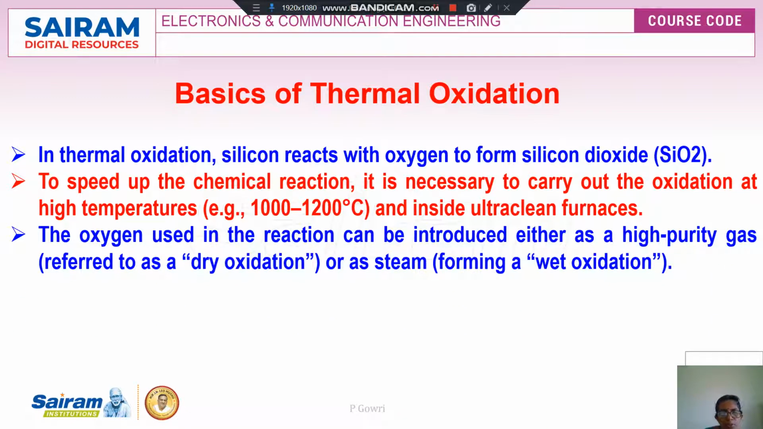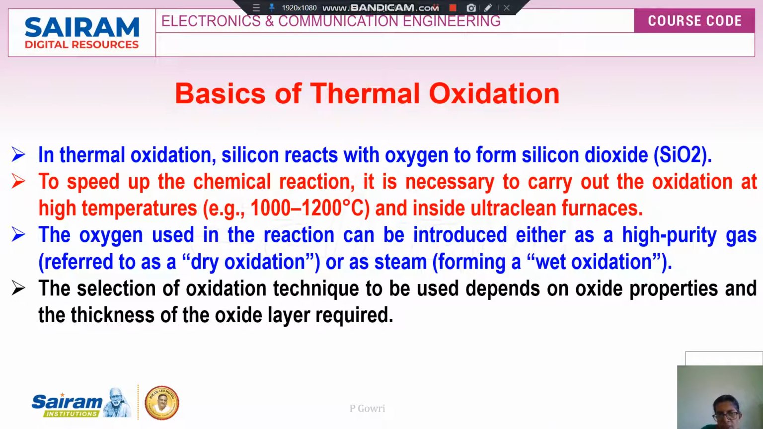Now, the oxygen used in the reaction can be introduced either as a high purity gas or as steam. That is, we have two types of oxidation. One is called dry oxidation, and another one is called wet oxidation. Dry oxidation is nothing but using oxygen gas, we will be reacting with the silicon. Whereas in wet oxidation, steam will be used for the oxidation purpose.